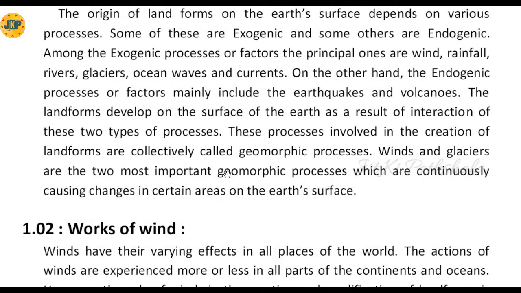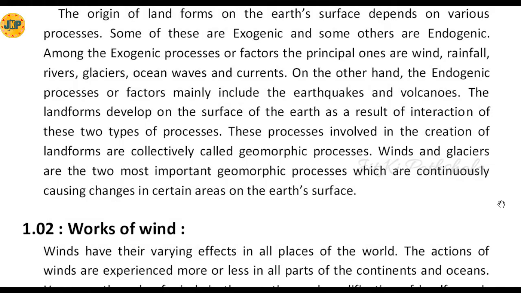The landforms develop on the surface of the earth as a result of interaction of these two types of processes. So generally whatever different kinds of landforms are present on the earth surface are there because of either exogenic or endogenic factors. These processes involved in the creation of landforms are collectively called geomorphic processes. So geomorphic processes are those processes through which the different kinds of landforms are formed on the earth surface, for example exogenic and endogenic factors or processes.